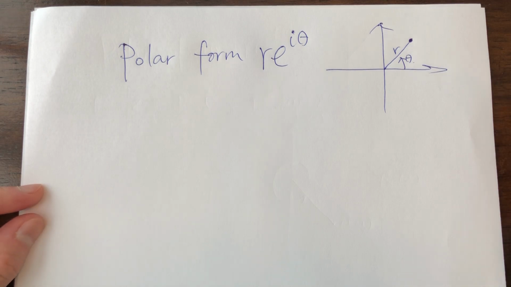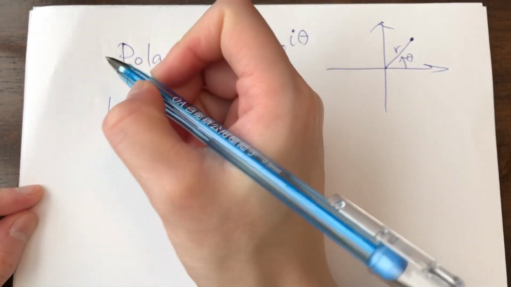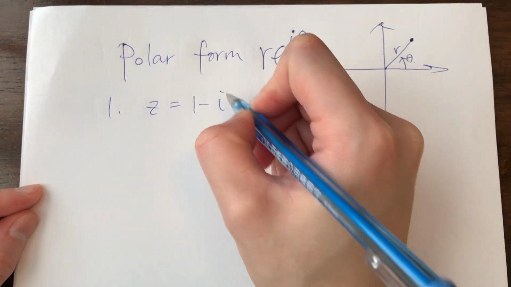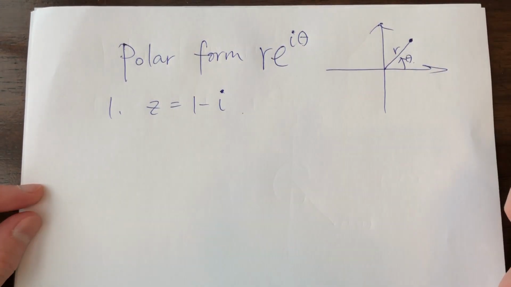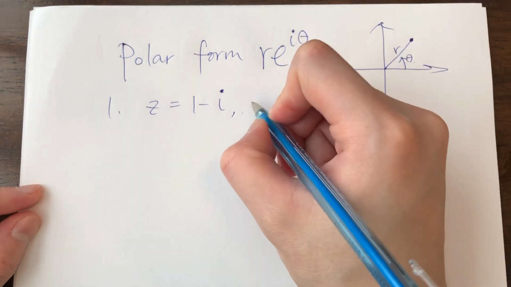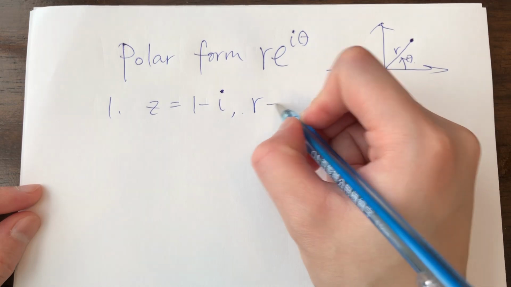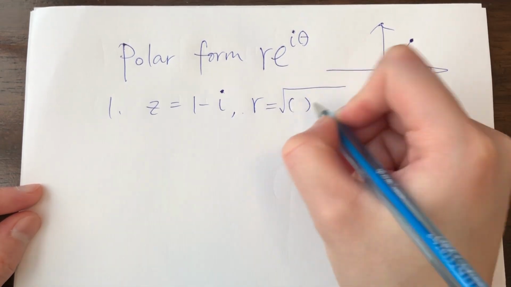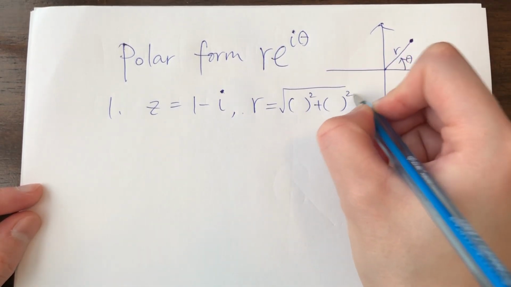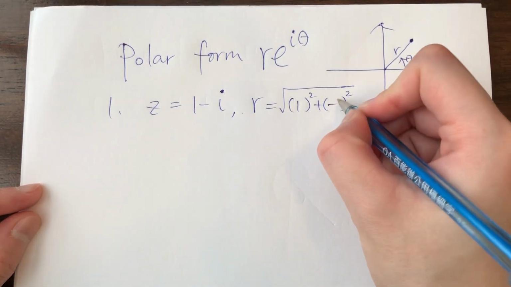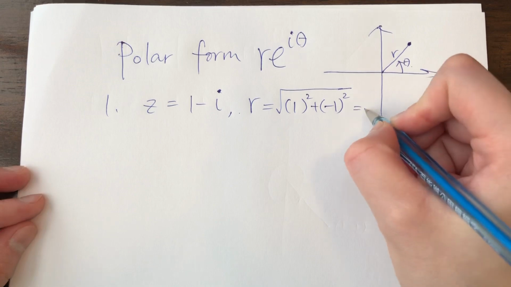So let's look at some examples. The first one, z equals 1 minus i. By the way, for the radius or the modulus r, algebraically you have this very convenient formula: the square root of the sum of squares of the real part and the imaginary part. So that's square root of 2.